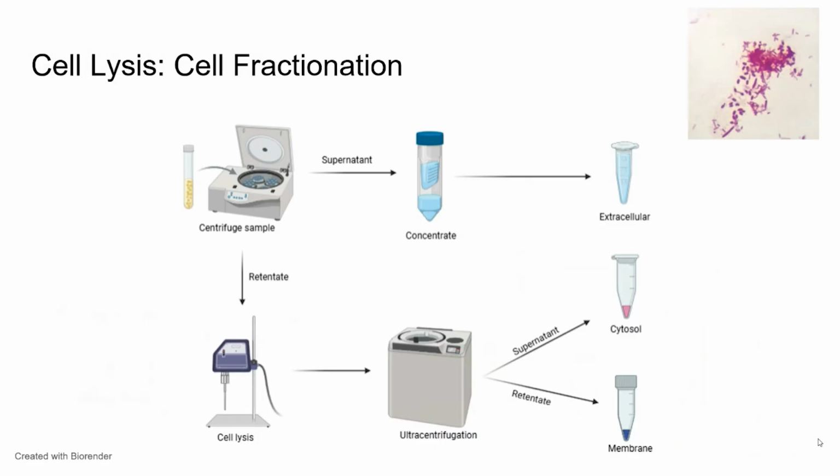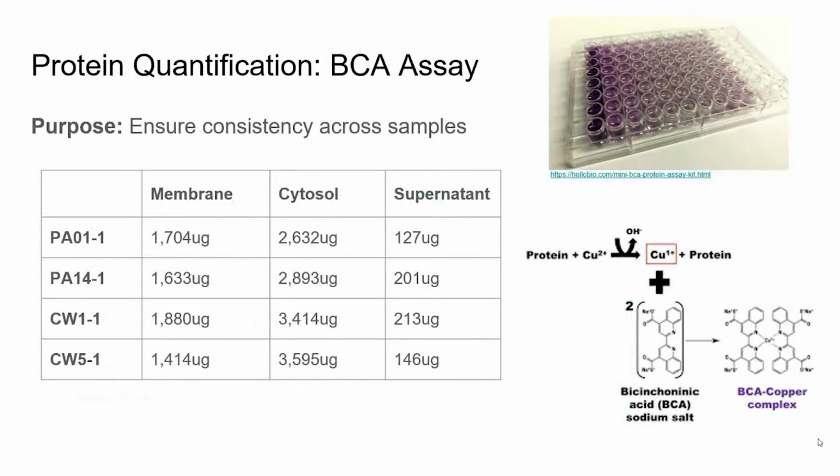separates into the pellet and the supernatant. The supernatant will be the cytosol, and the pellet will be the membrane. From here, you do the same as before, and you solubilize them, incubate them, and you filter them. Following this is our protein quantification, specifically the BCA assay. This ensures consistency across all the samples, as well as picks out any possible errors that might occur throughout.